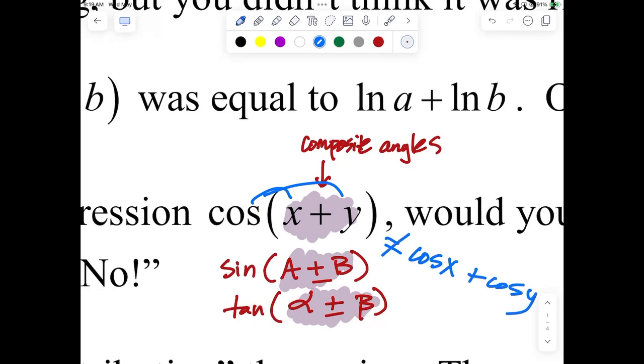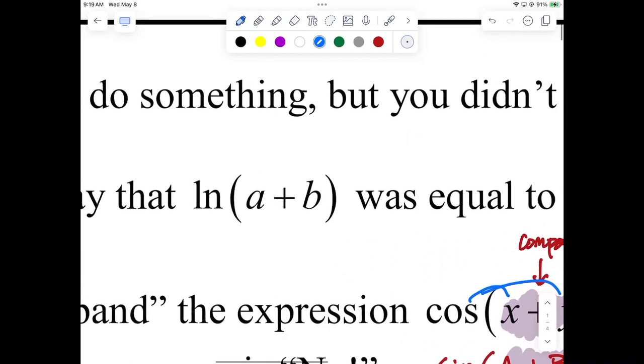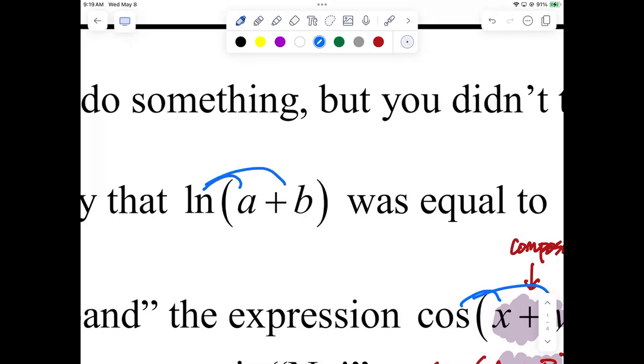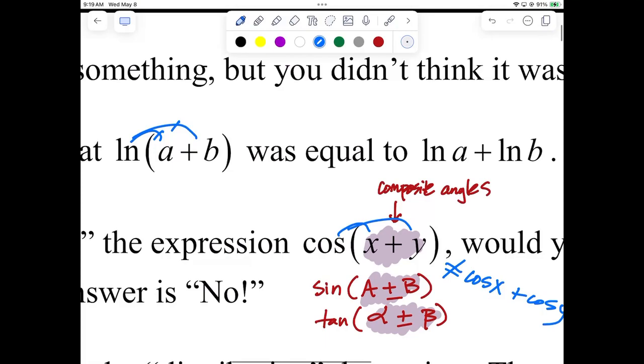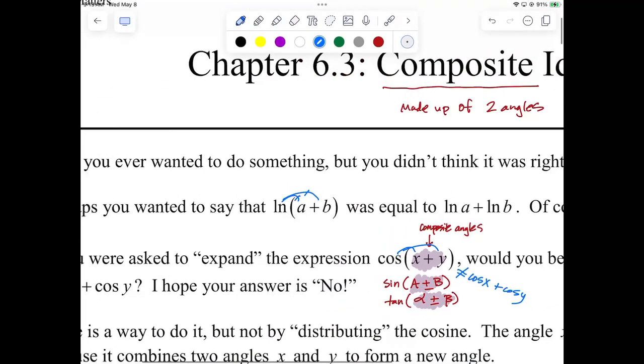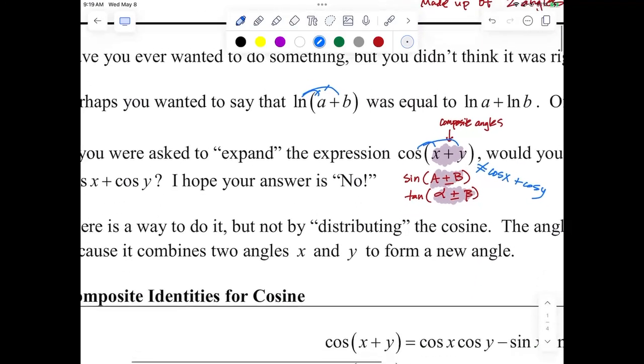It's not, okay? Because we're not distributing a number into parentheses. It's not multiplication. This is a function. It's cosine of x plus y. So just like we couldn't distribute the natural log of a plus b, that does not work. We can't do the same thing with cosine. You can't distribute a function inside of itself, okay? So we are going to learn a way to expand it out.